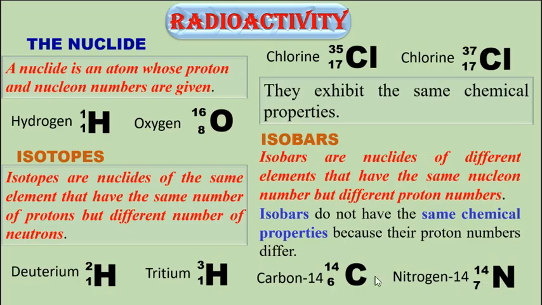And the number of neutrons also varies. So therefore, carbon-14 and nitrogen-14 are called isobars. They are different elements, but have the same nucleon number. Then we move to the next slide for the continuation of our discussion.